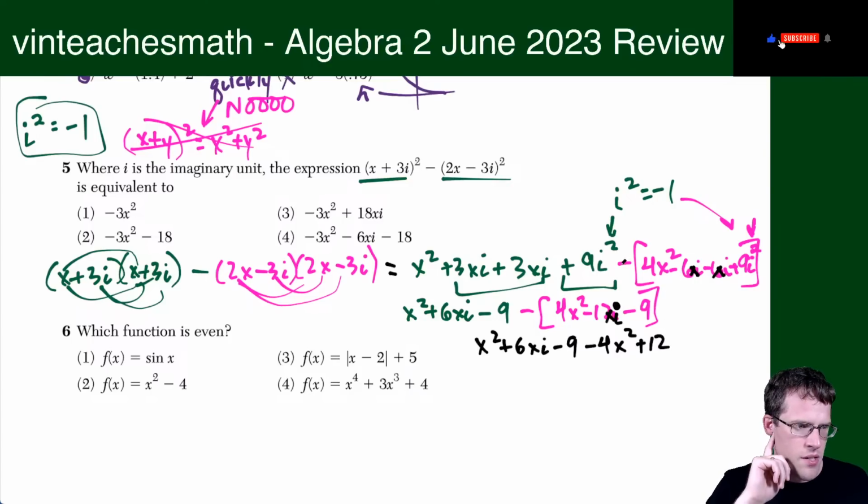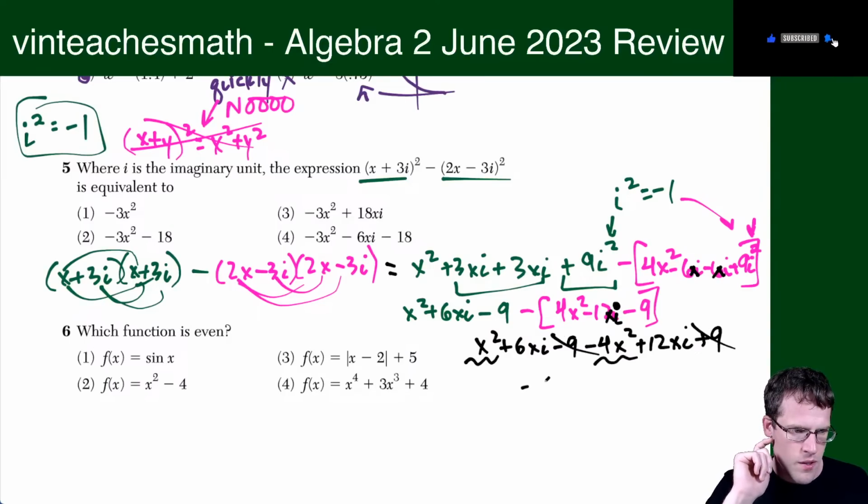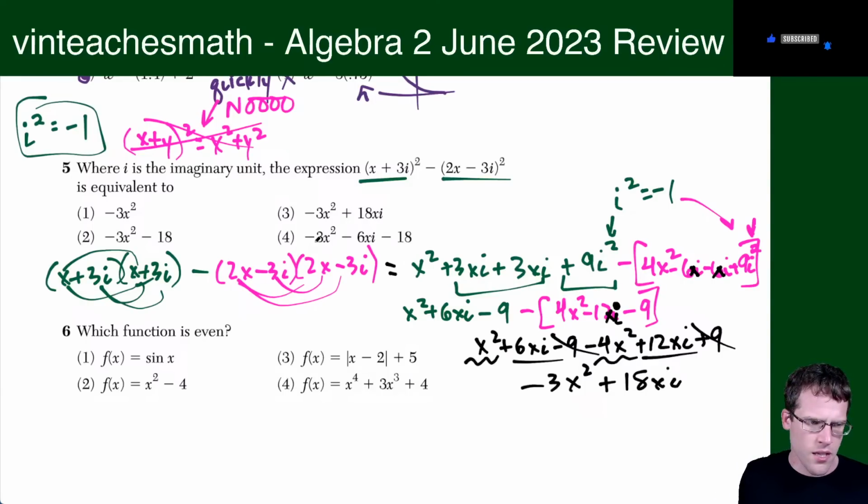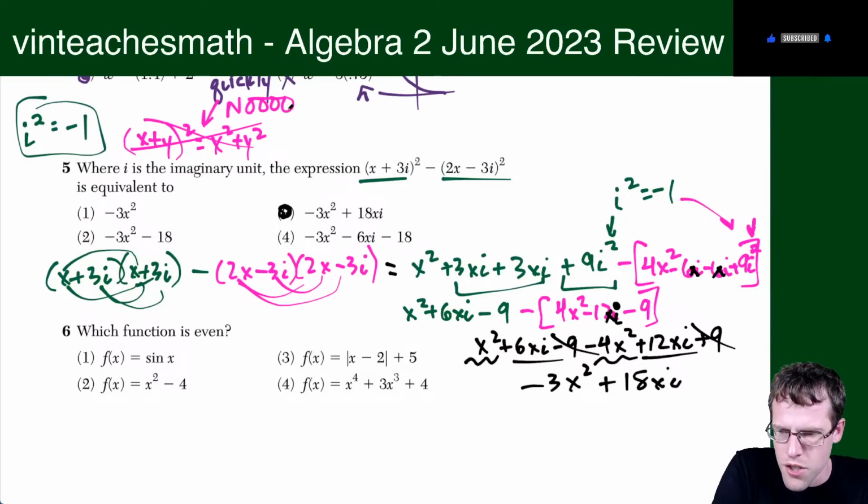So now we have minus 12xi, which is plus 12xi. And then minus 9 becomes plus 9. Plus 9 minus 9 is gone. We have x squared minus 4x squared, which is minus 3x squared. And we've got 6xi plus 12xi, which is plus 18xi. So now we scan, and this is looking like choice 3, as long as I didn't blunder anywhere, and we are good.